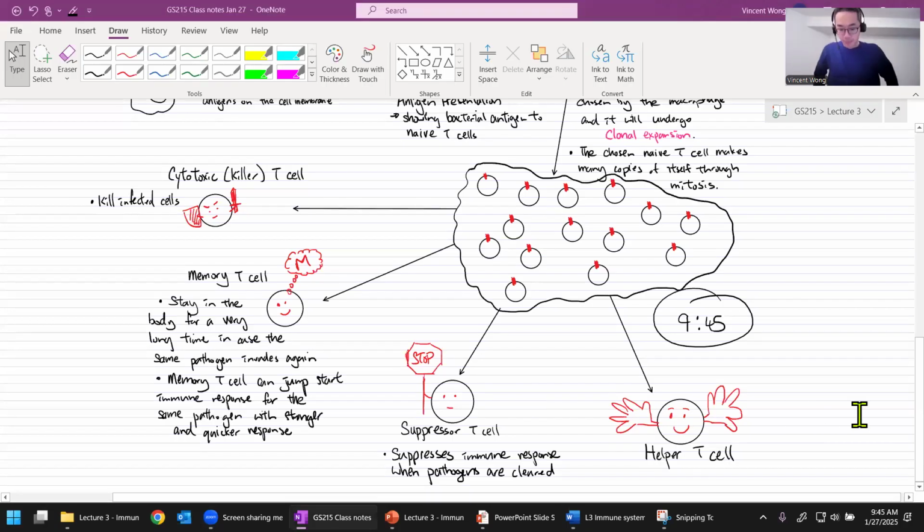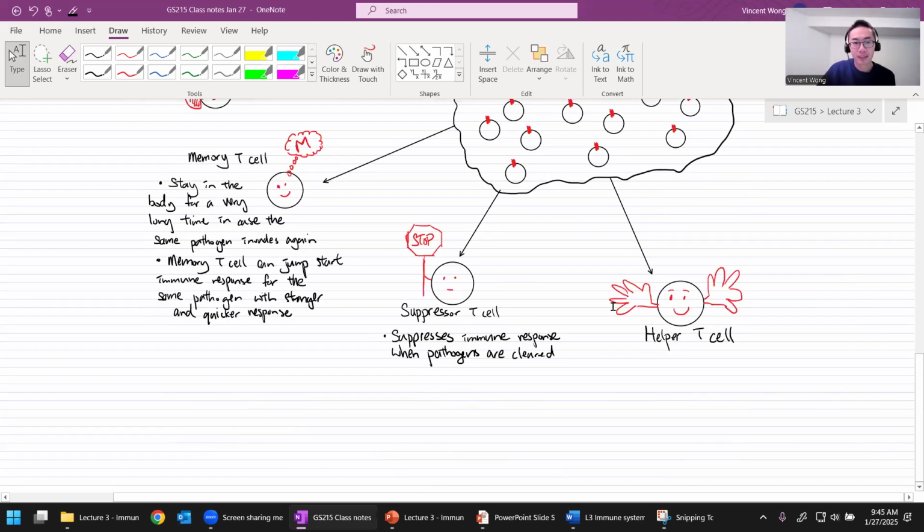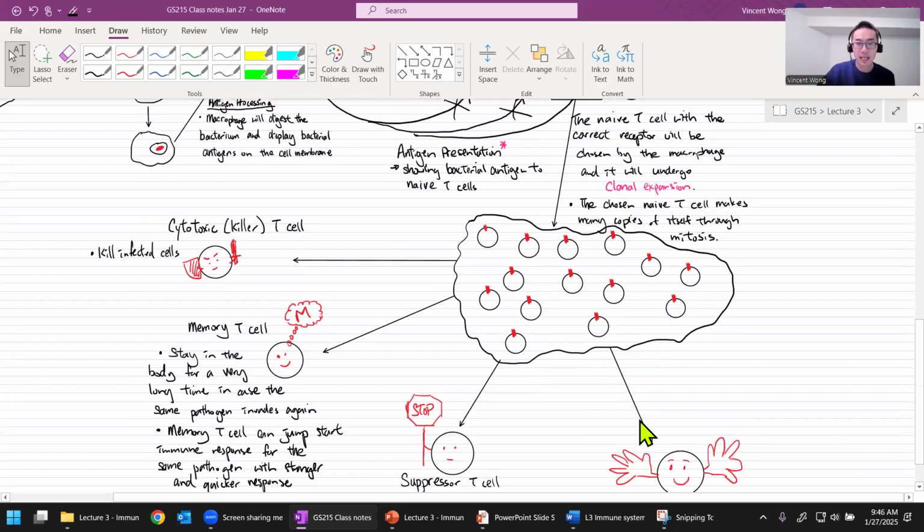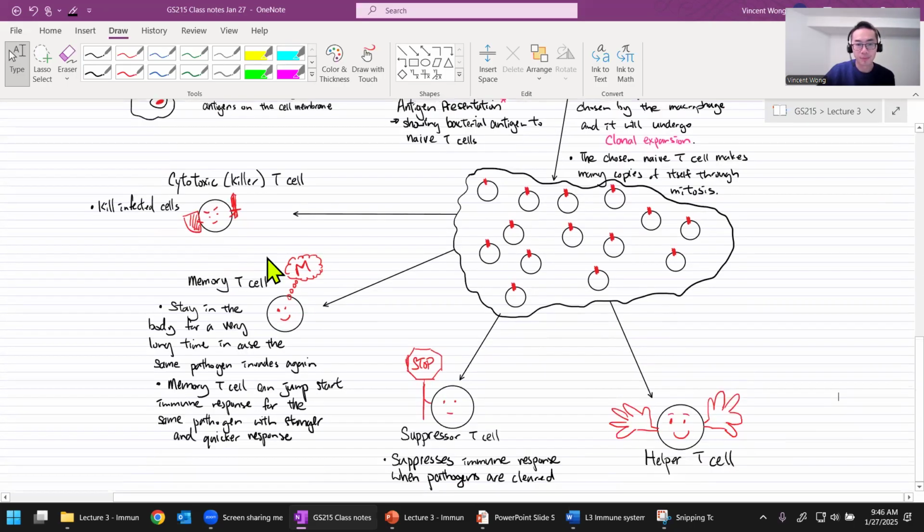Okay, let's continue with part two of this epic journey of fighting off the red bacteria. After the APC, the macrophage, has selected the correct naive T cell, it will undergo clonal expansion, and then it will become one of these four things.